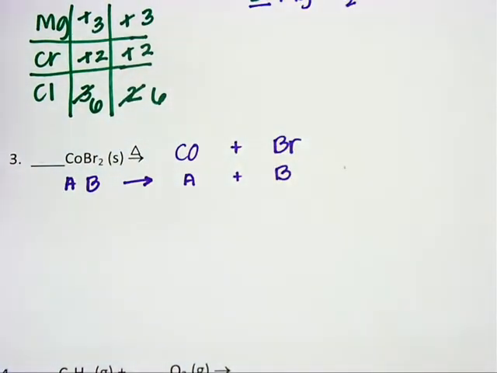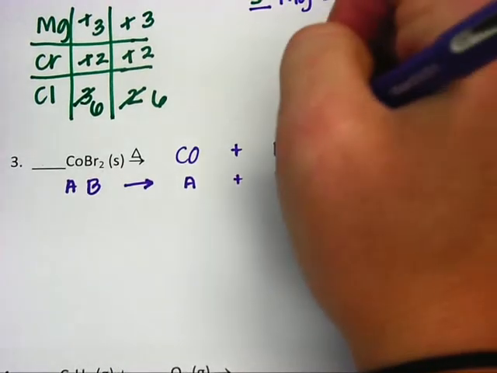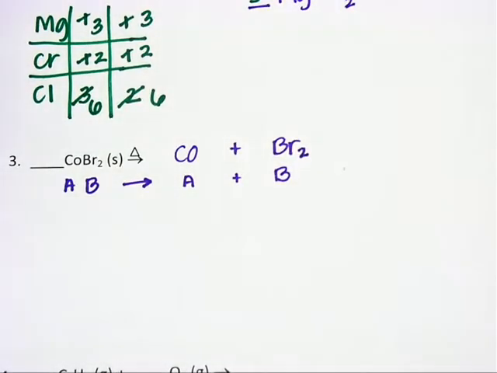You do need to check your diatomic elements. So remember that anytime an element is by itself, you need to check and make sure it's not diatomic. There are 7 diatomic elements. They are hydrogen, nitrogen, oxygen, fluorine, chlorine, and bromine. So if bromine is by itself, it's going to need to have a little 2 next to it. And then we would need to balance. This equation is already balanced for us.